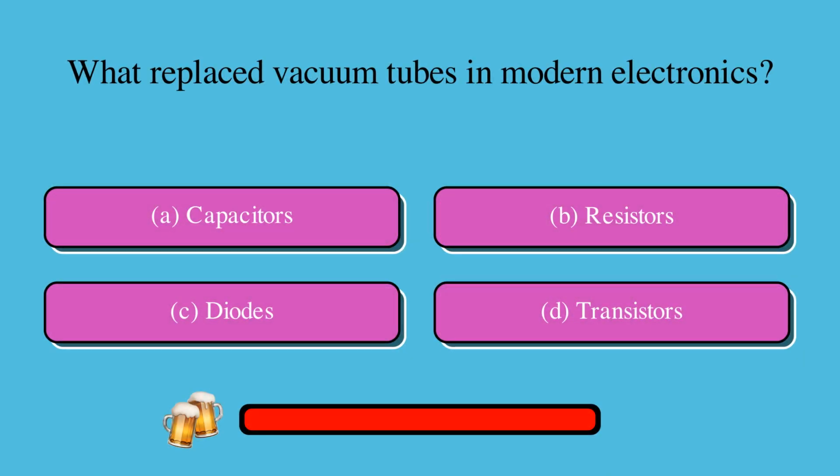What replaced vacuum tubes in modern electronics? Is it A, capacitors, B, resistors, C, diodes, or D, transistors? The correct answer is D, transistors.